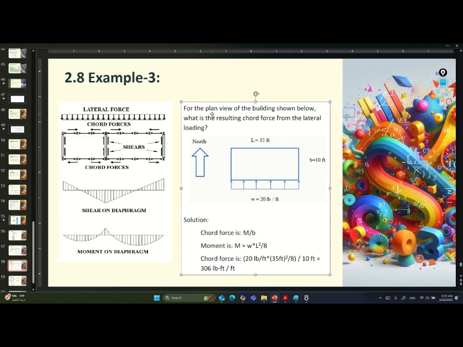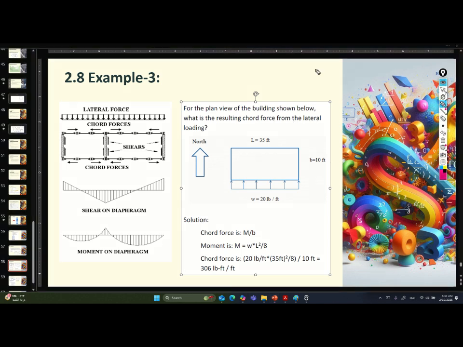He tells me here, for the plan view of the building shown below, what is the resulting chord force. So the first thing, what is the chord force? The chord force, as I told you, you can consider this as a deep beam. So I have like a frame, and I have a uniform force, so the moment will be something like that. So that is my top chord, and that is my bottom chord.